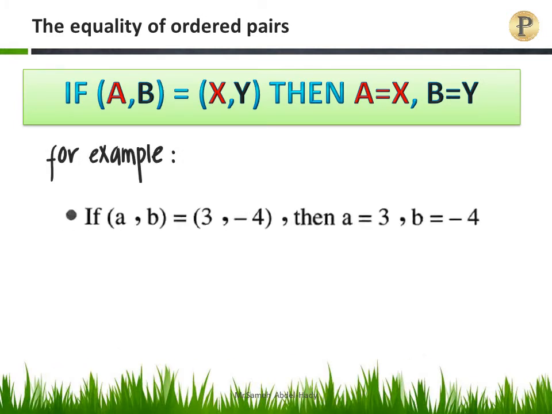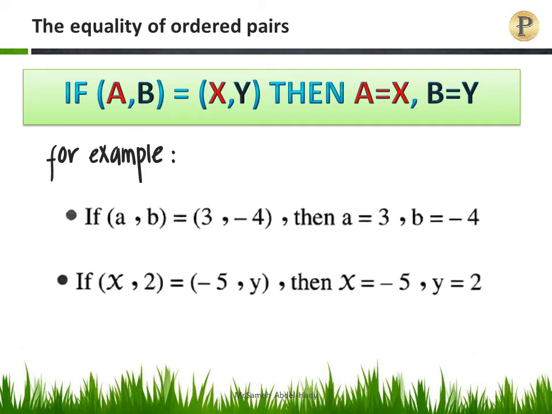How? Just take an example. If the ordered pair (A, B) equals (3, -4), then A equals 3 and B equals -4. If (X, 2) equals (-5, Y), then X equals -5 and Y equals 2.